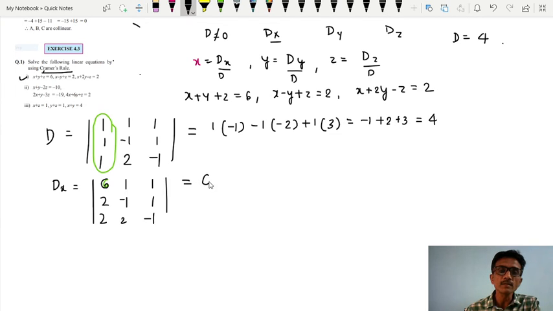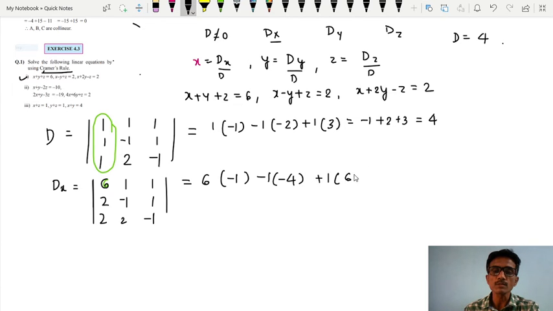So we expand this determinant, 1 minus 2, that is minus 1, then minus 1 into, expand this, minus 2 minus 4 will come, plus 1 into, expand this, 4 minus of minus 2, which is plus 2, 4 plus 2, 6. See, this 6 and this minus 6 cancel, 4 will come. You are getting 4 again. So you are getting Dx is equal to 4.